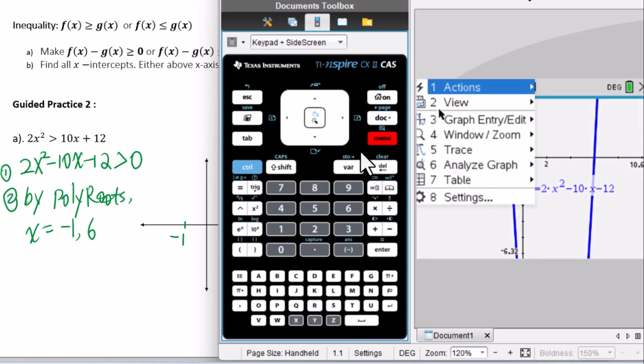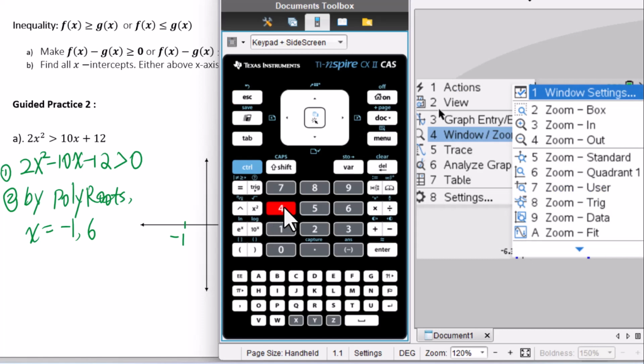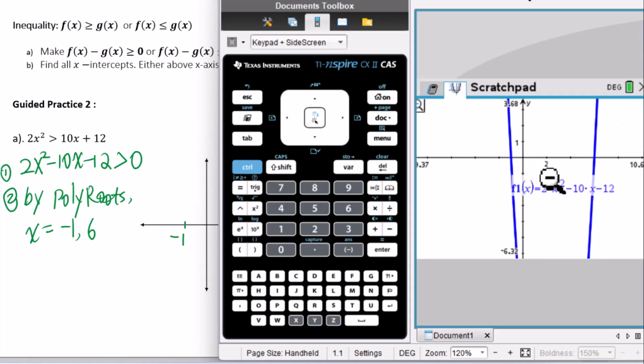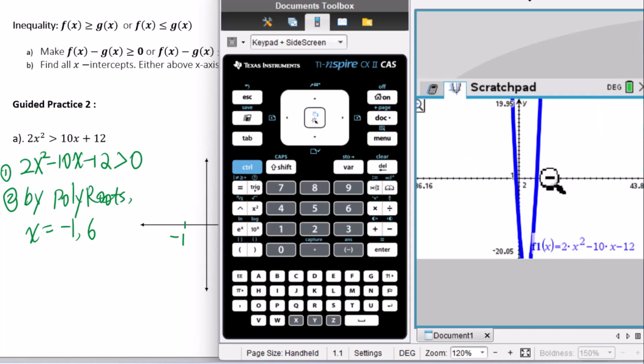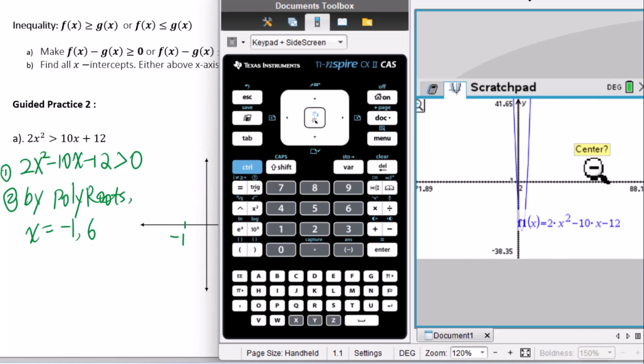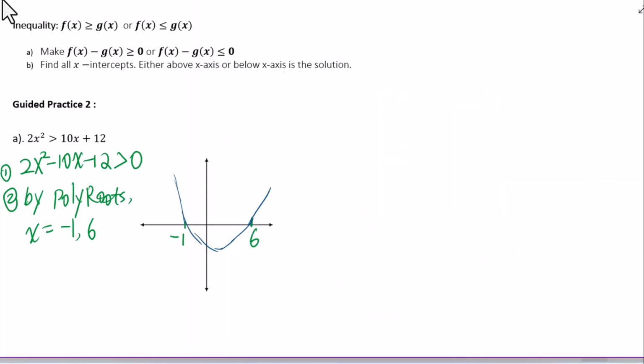Zoom out this graph. Menu, 4, 4 again. You could see the graph opens up. Then we can sketch the graph like this. Greater than 0 means above the x-axis. This part and this part of the graph is the solution.